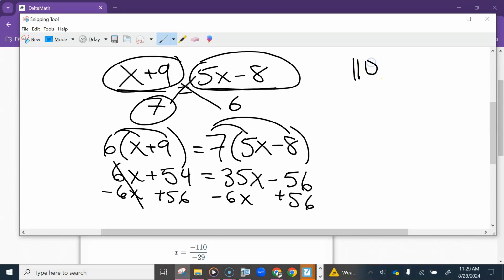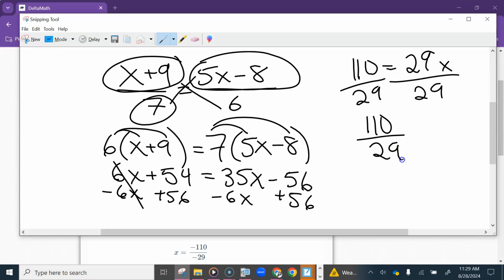I'm running out of space. And then 35 minus 6 should be 29. And then our last step would be to divide. 29 is not going to go into this evenly, so we would leave that as a fraction.